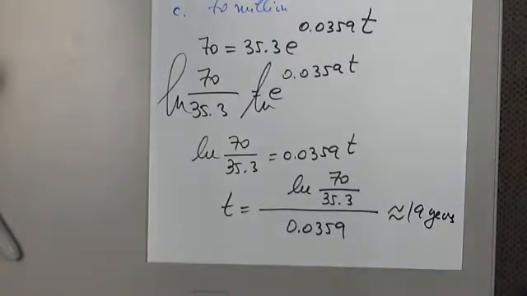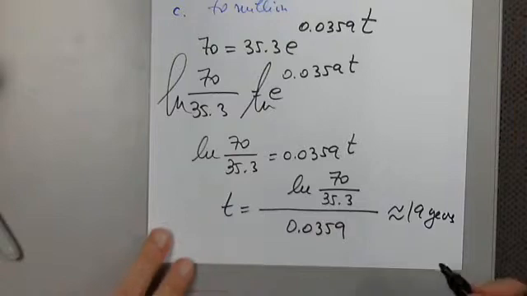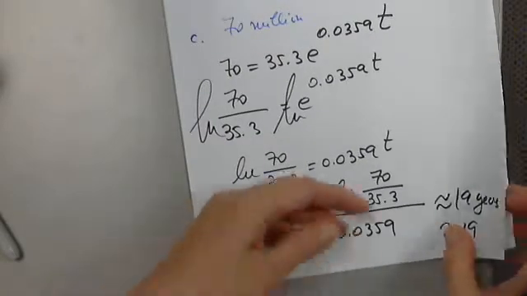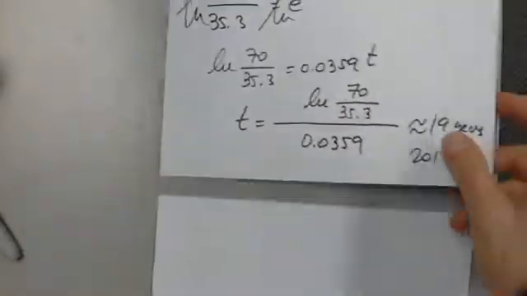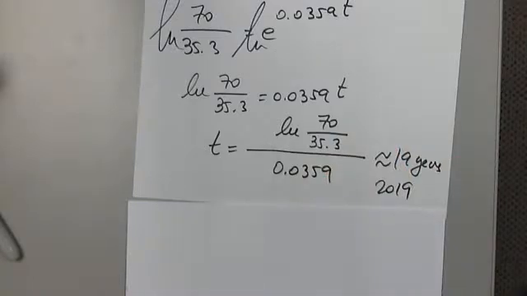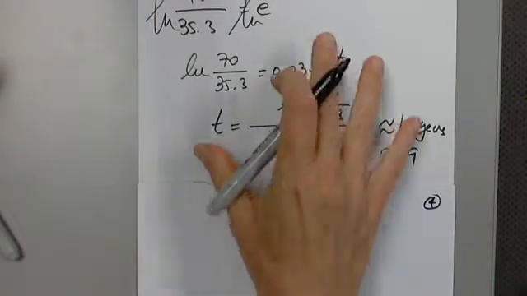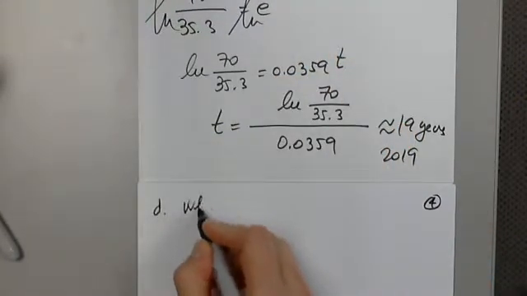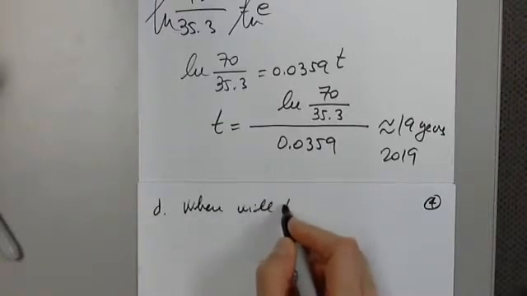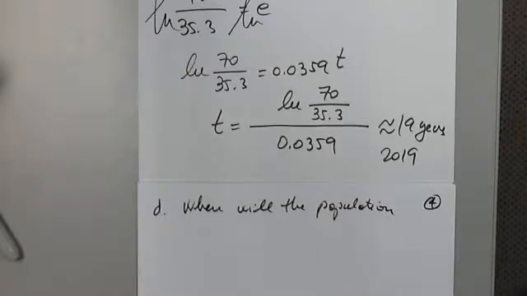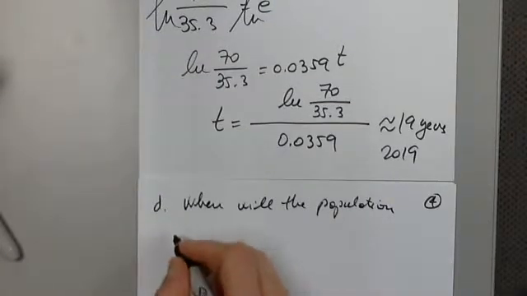And according to the model, which year will that be? 2019. Very good. Now I would like to add a question here. Part D. First of all, let me ask you if you have any questions. Is this okay? Are we okay? Yes? Any questions? D. When will the population, which is the original, the initial, when will it double?